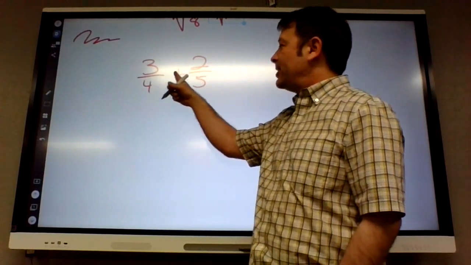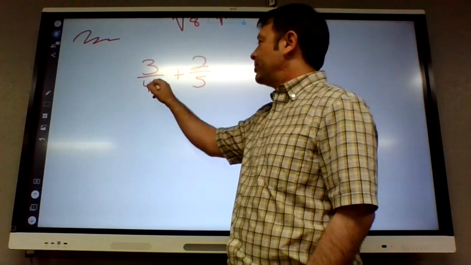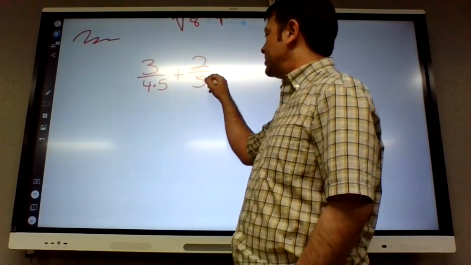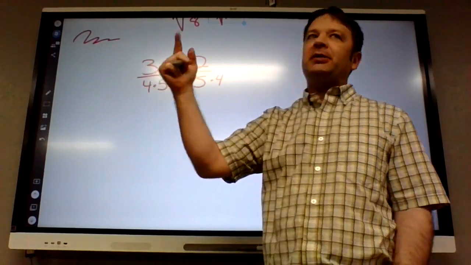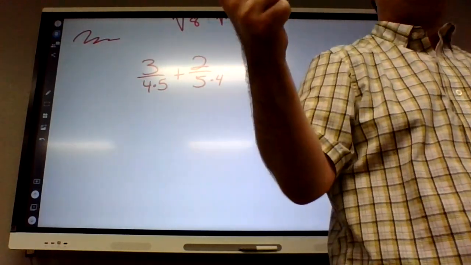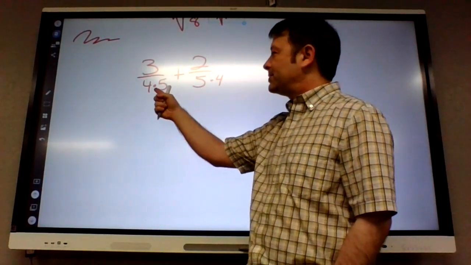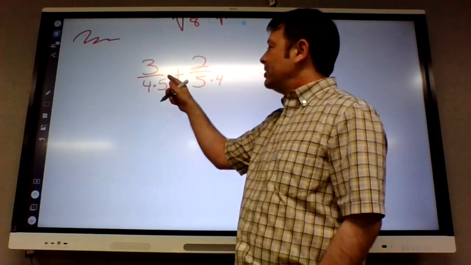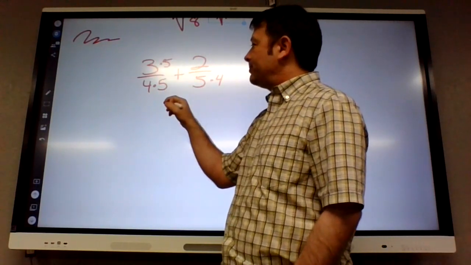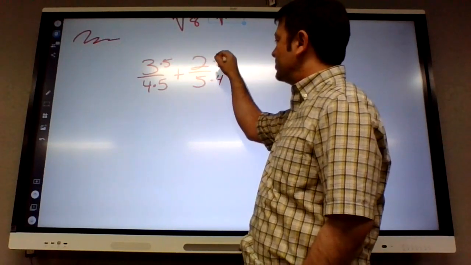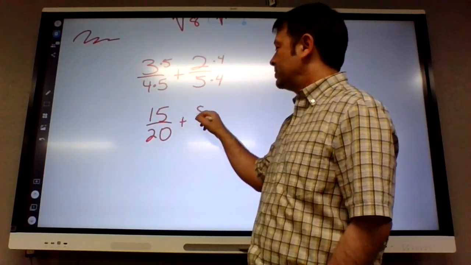What's the common denominator for 4 and 5? 20. In other words, 4 times 5 is the common denominator. When the denominators don't have anything in common, like nothing goes into 4 that also goes into 5, the common denominator is just one of them times the other. But remember, when you multiply the bottom times 5 in a fraction, you need to multiply the top times 5. Or the bottom times 4, the top times 4. So this becomes 15 over 20 plus 8 over 20.